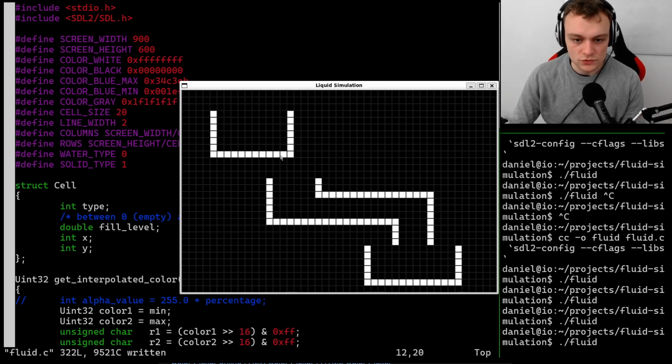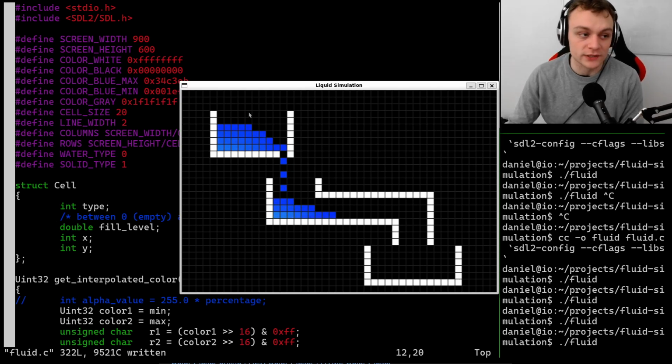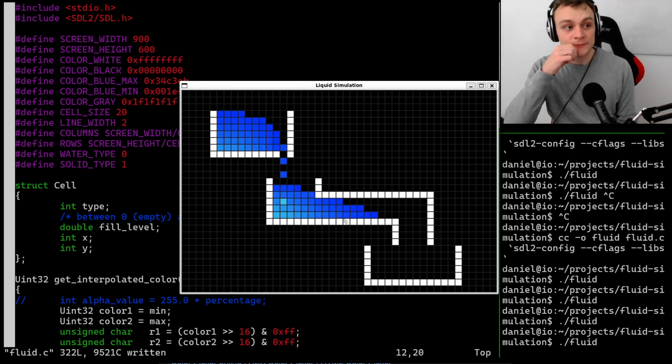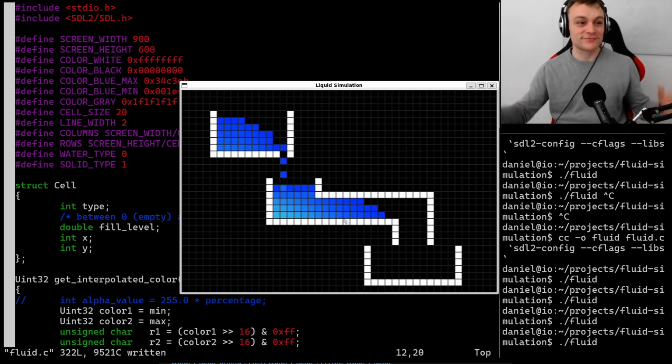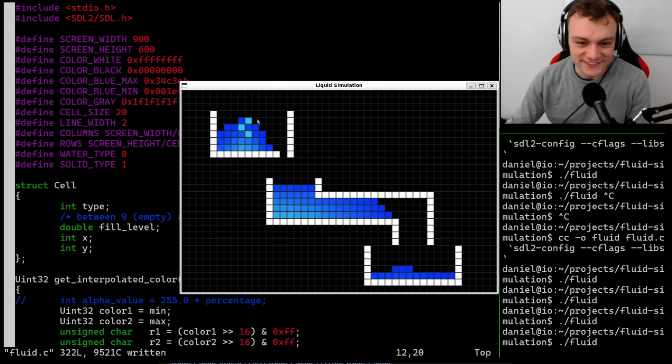So let's draw some water and see what happens. And we can probably delete this cell and let the water trickle down, and see how it looks like. So this is really cool. I'm really proud of that project because it was really, really complex.